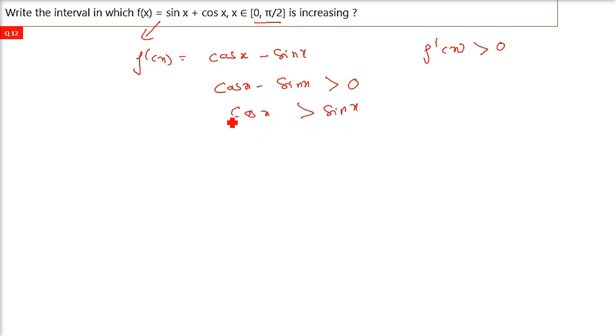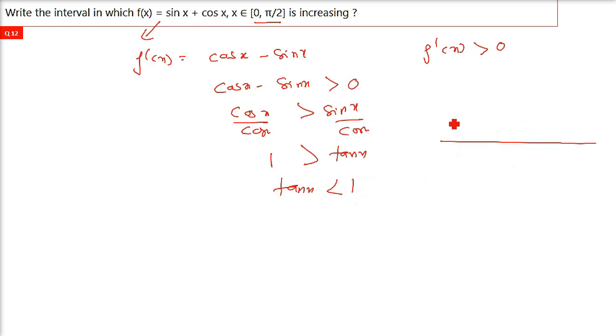Now you can divide both sides by cos x. So cos x by cos x is 1, and sin x by cos x gives tan x. 1 is greater than tan x. Or you can say that tan x is less than 1. Now you come here, tan x is less than 1.